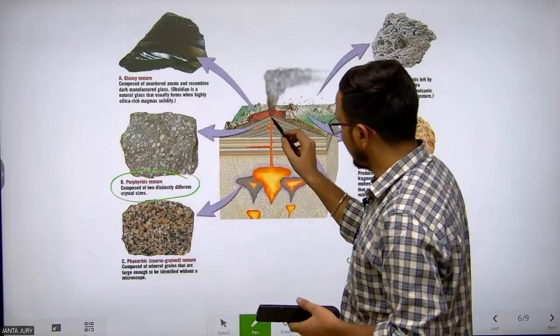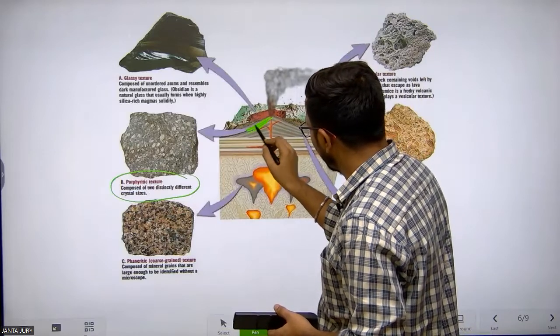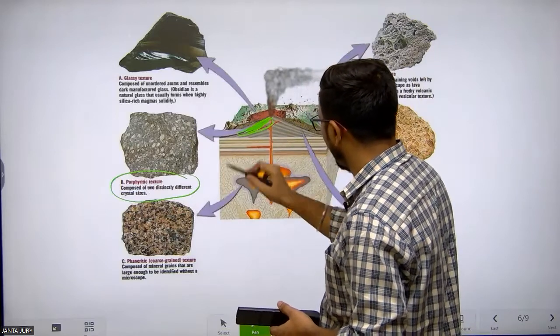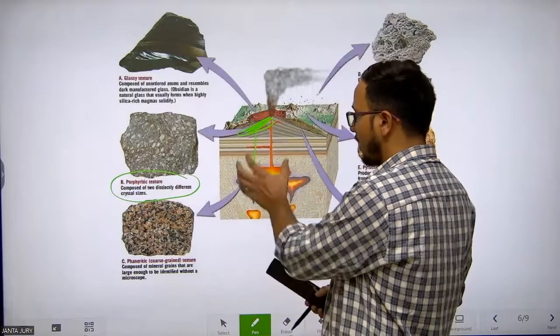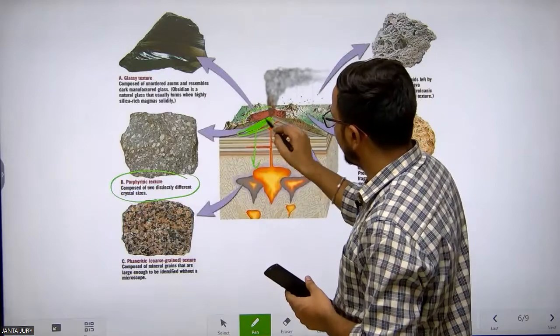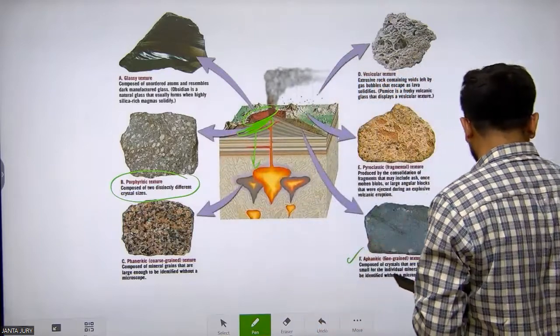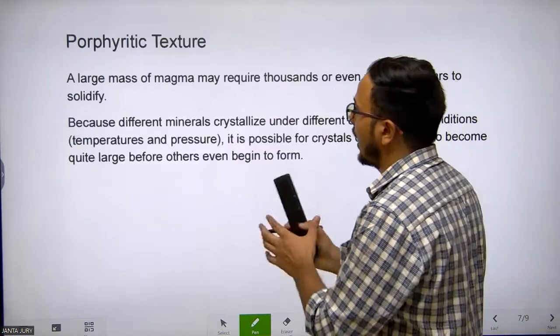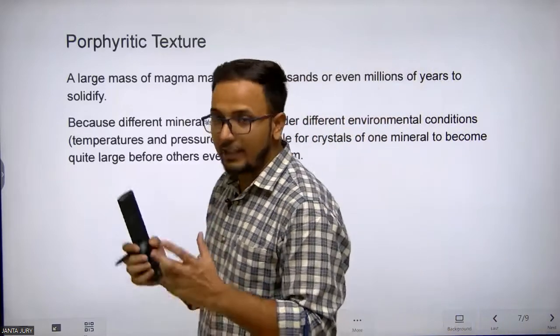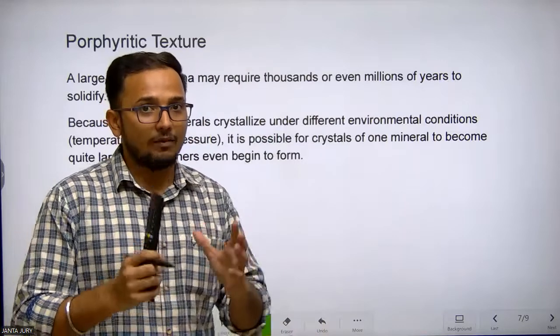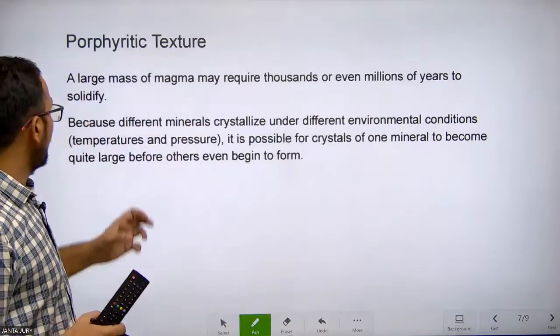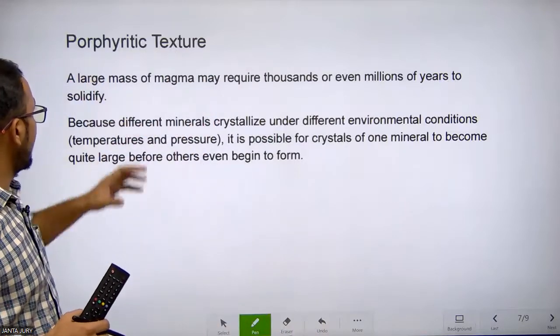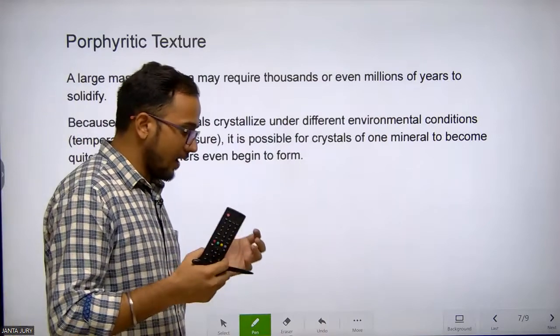Porphyritic textures, as you have seen, form under subsurface conditions, not deep beneath the earth and not on the upper side of the earth. Now look at what porphyritic textures are. What are porphyritic textures? We have to understand this. Before we understand these textures, what does porphyritic mean?